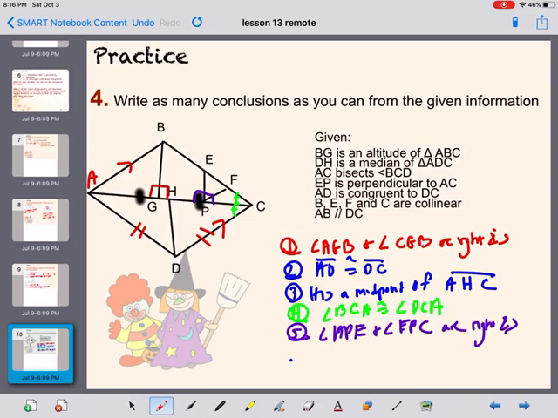So hopefully you found this idea of making conclusions not so bad. And we're going to be building on this as we move forward in these proof lessons.